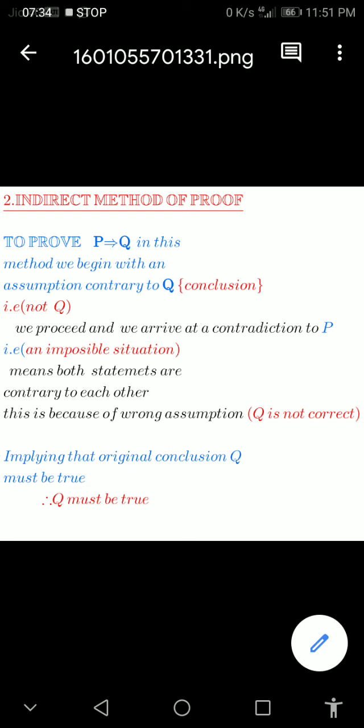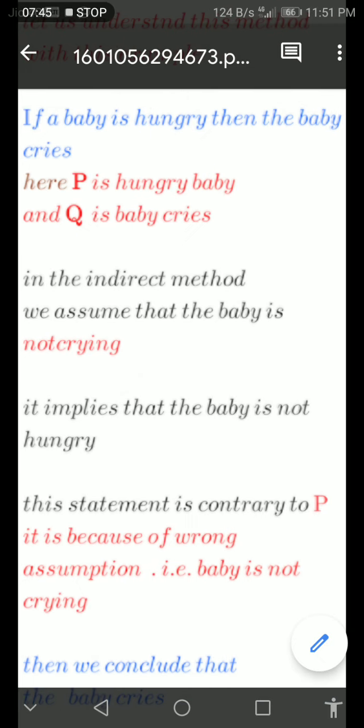Let us understand the indirect method of proof with one example. If a baby is hungry, then the baby cries. Let us prove this by the indirect method of proof. You can understand this method of proof with this example easily. You may not understand the definition, but you can understand the method clearly with this example.